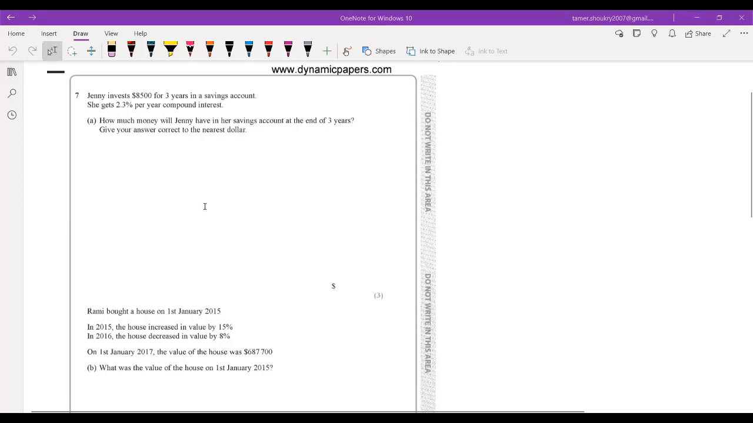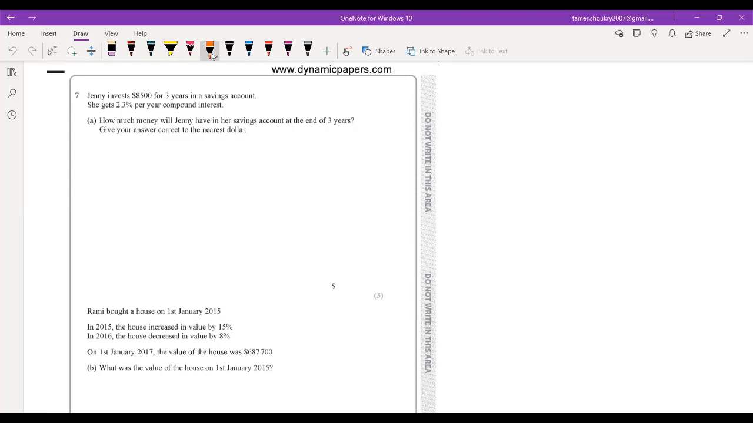Particularly, the question is divided into two parts. The first part, A, is talking about interest, and the second part is talking about percentages. So let's start. The question says, Jenny invests $8,500 for 3 years in a savings account. She gets 2.3% per year compound interest. How much money will Jenny have in her savings account at the end of 3 years? Give your answer correct to the nearest dollar.